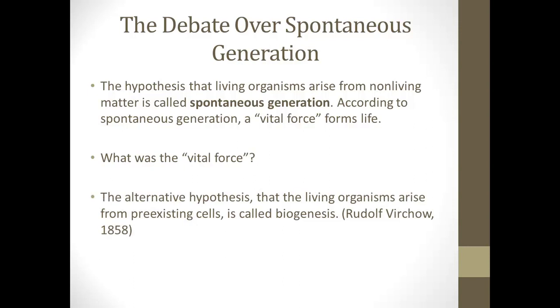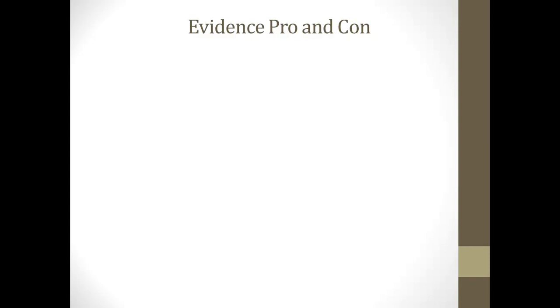The alternative hypothesis was that living organisms arise from pre-existing cells, and this is called biogenesis. Rudolf Virchow, in 1858, came up with this alternative hypothesis, which we later accepted. So how did we later accept the alternative hypothesis of biogenesis?